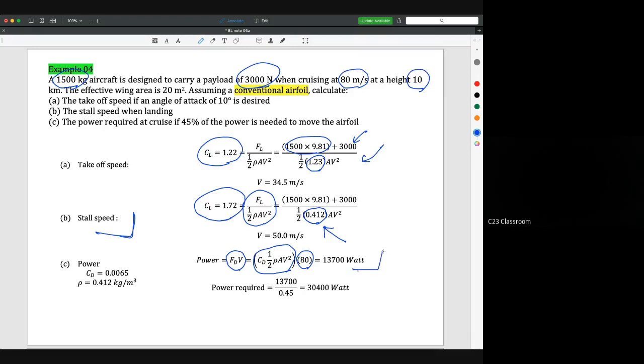And then, if 45% of the power is needed to move the airfoil, the power required at cruise means that the 45% here is actually the efficiency. So it is equal to the power out divided by power in. We need to supply more power because a part of that power is used to move the airfoils, and then P in is actually the power required. So it is around P out divided by 45%, and we could get it is around 30,400 watt.